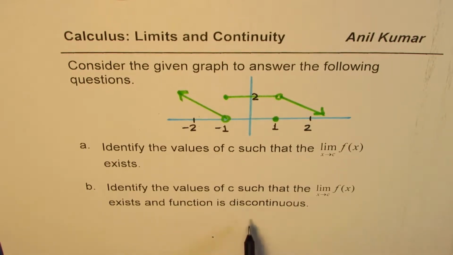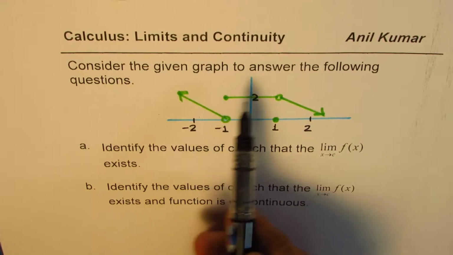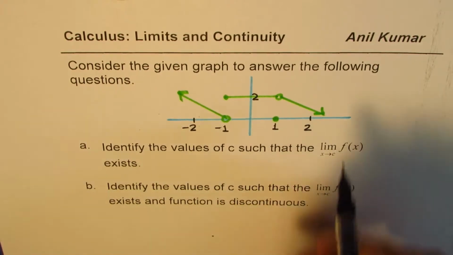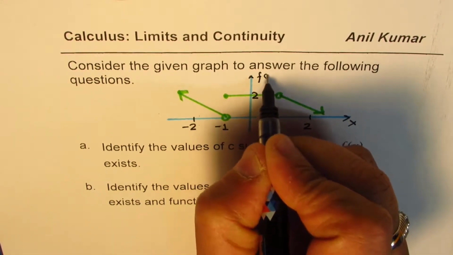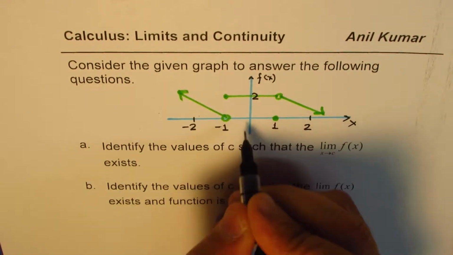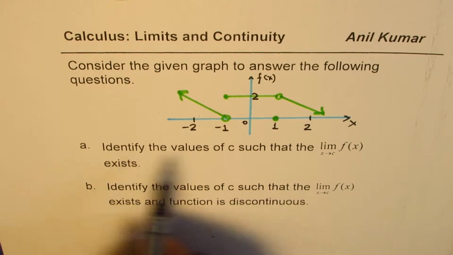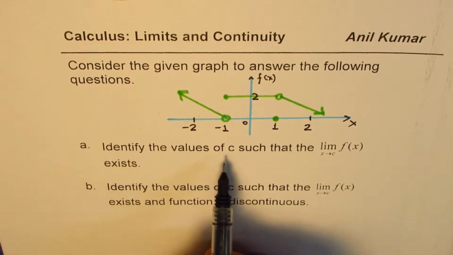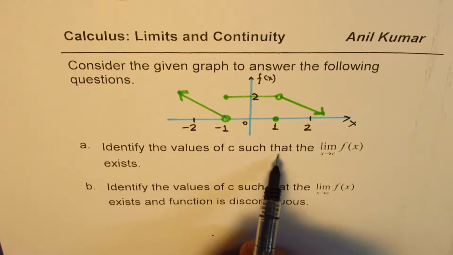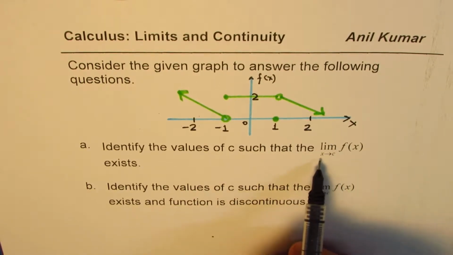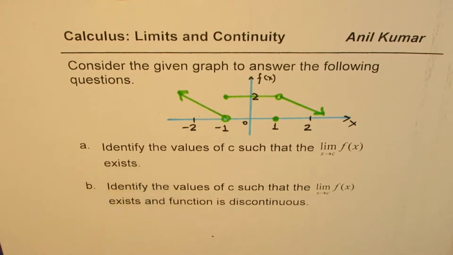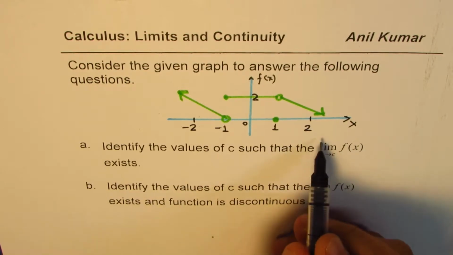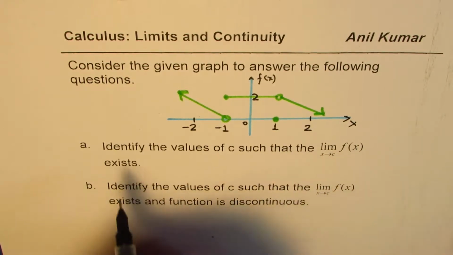The question here is, consider the given graph to answer the following questions. So that's the graph for you. Let me say this is x and this is y, or let's write this as f of x. Part A is to identify the values of c such that the limit as x approaches c for the function f of x exists.